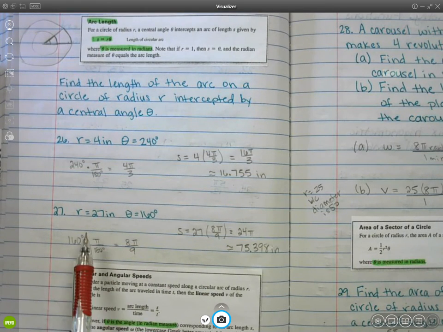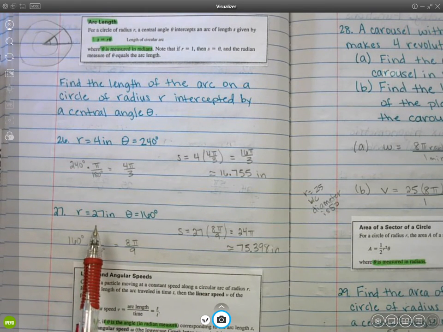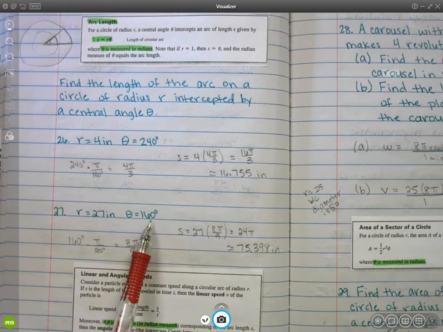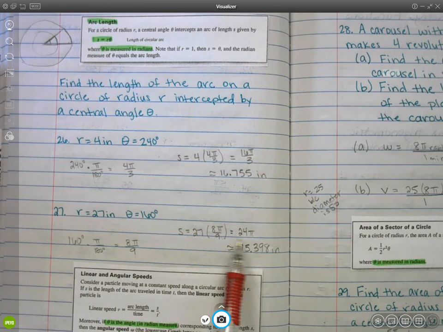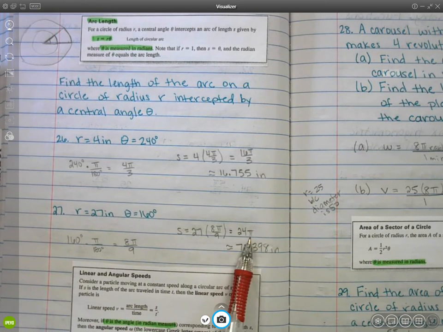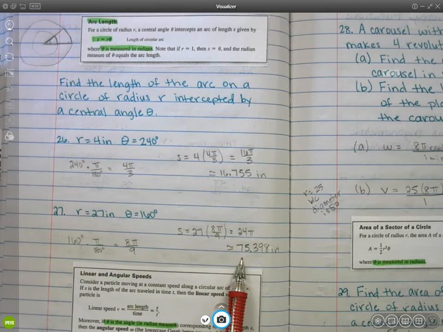All right, so another one, try this one and then see how you do. So you've got to change this to radians. So 160 pi over 180 reduces to 8 pi over 9. So 27 times 8 pi over 9 is 24 pi, because 27 times 8 divided by 9 is 24, and then stick a pi on it. And then if you type that in your calculator, you're going to get 75.398.